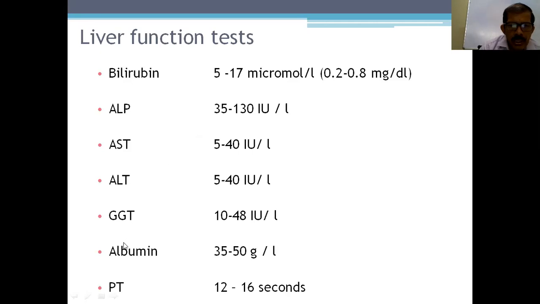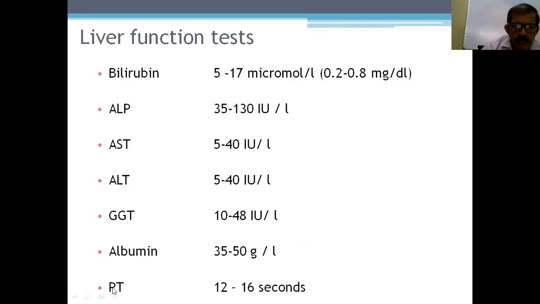Okay. Then albumin. The most important significant thing is albumin. It should be anywhere between 30 to 50 grams per liter, or usually we measure in deciliter, so it will be about 3.5 to 5 grams per deciliter. This is a very, very important measurement as far as nutrition is concerned.